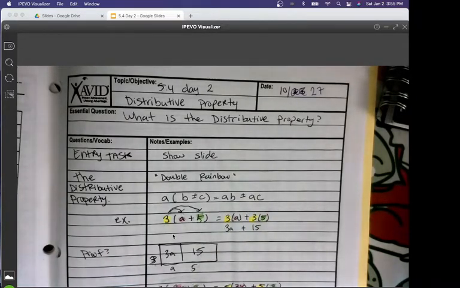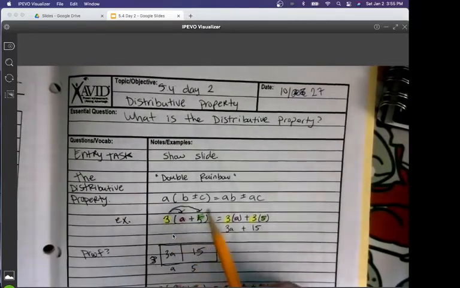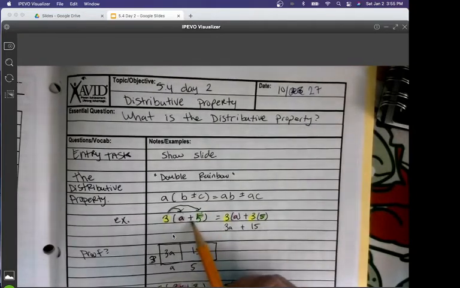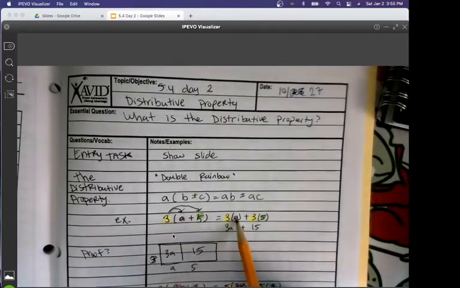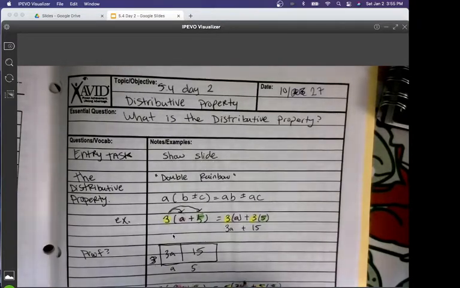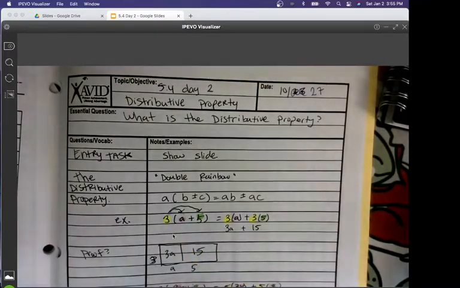Let's put some real numbers in there because that's way too many letters and we just don't really care what all these letters mean. So for example, if I had 3 multiplied by a plus 5, I would use my double rainbow. I'd multiply this by this and then this by this, and the sign stays the same. Because this is a plus, this is a plus. So 3 times a plus 3 times 5, which is 3a plus 15. So what you're doing is you're simplifying using the distributive property.